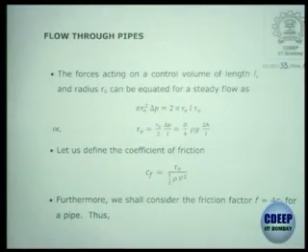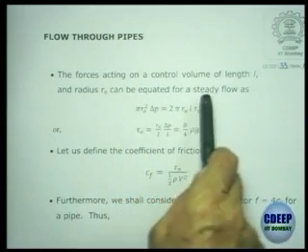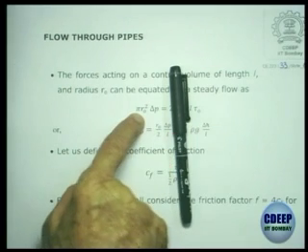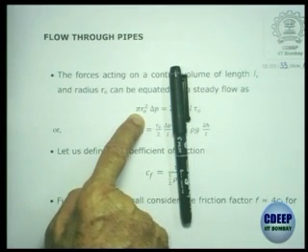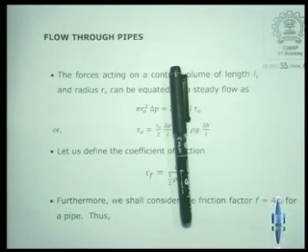Forces acting on a control volume of length L. I have mentioned that to you earlier in one of the lectures. Radius R naught can be equated for a steady flow as, what is this part? This part, pi R naught square, is the area. Delta P is the drop in pressure. So on this side there is a pressure force, and on this side there is a pressure force. If I take the difference, it will be the same area into the differential pressure delta P.